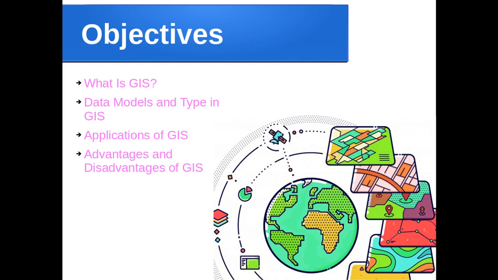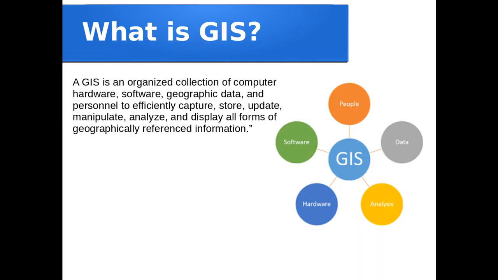Since this is a short presentation, I'm just going to give a high-level overview about what a geographical information system is, what type of data models it uses in order to represent real-world objects, what its applications are, and what the advantages and disadvantages of this kind of system are. So let's get started. What is a geographical information system?